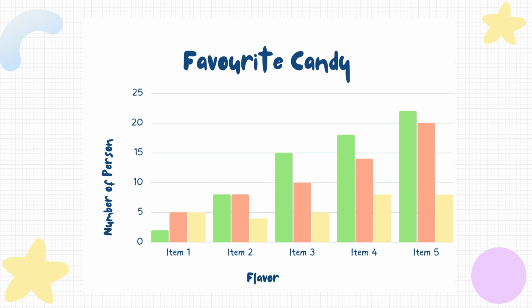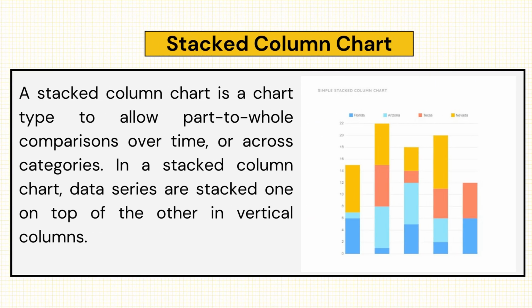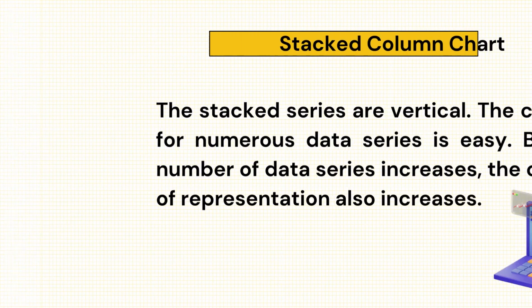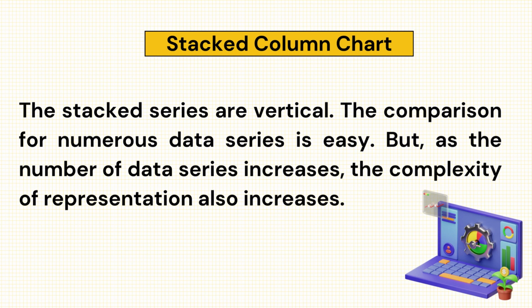Next comes the stacked column chart. A stacked column chart is a chart type to allow part-to-whole comparisons over time or across categories. In a stacked column chart, data series are stacked one on top of the other in vertical columns.